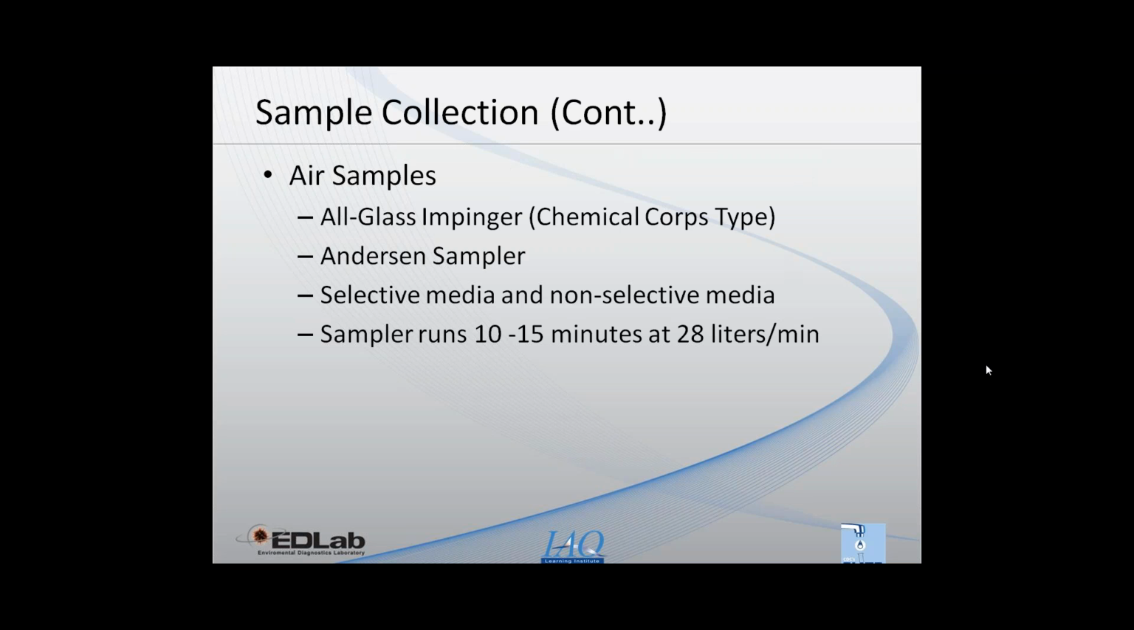Then we have air sample as a method of collection. We were saying earlier that Legionella can become aerosolized, and that's how this method could be used. It's not a typical method, but you could impact Legionella into some sort of media, or you could collect it via the air, and once you get that sample, the laboratory can analyze it in order to detect Legionella.